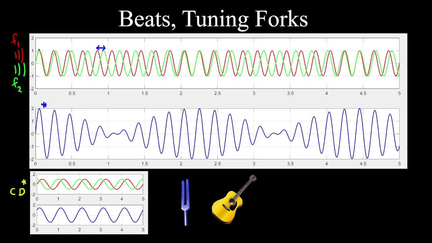Now we can see that the waves are in phase at a certain point, and they're completely out of phase at another point, and then they're in phase again, completely out of phase, and so on. So here we get constructive interference, followed by destructive, constructive, destructive, and so on. And this is a phenomenon called beats.